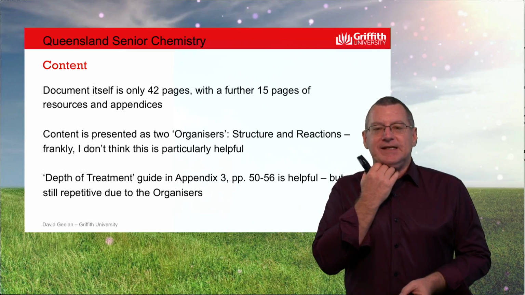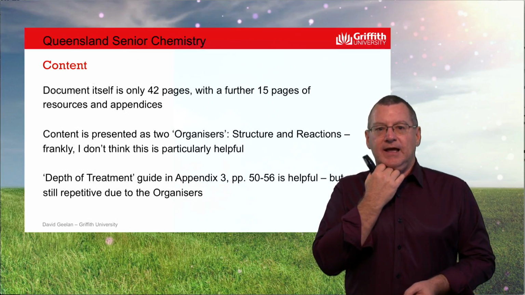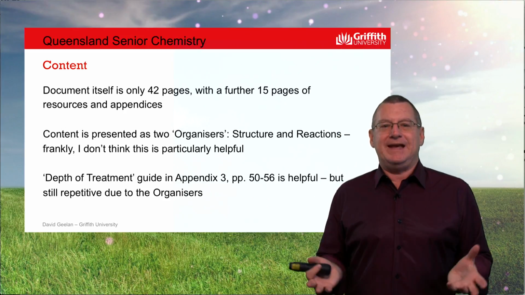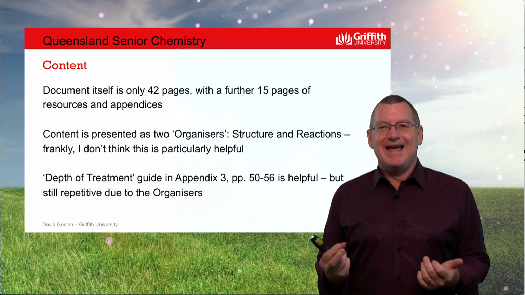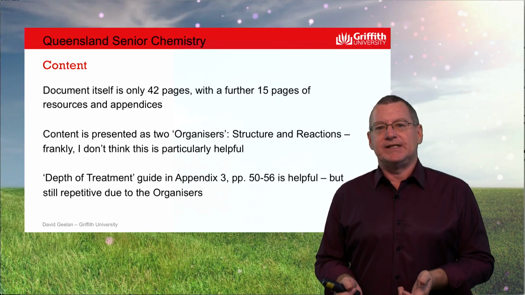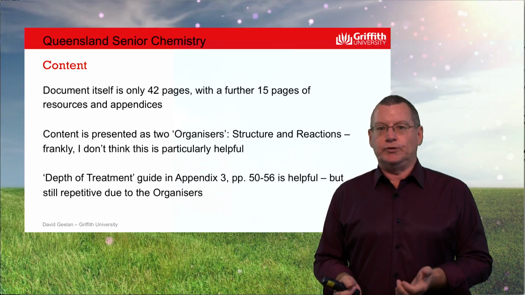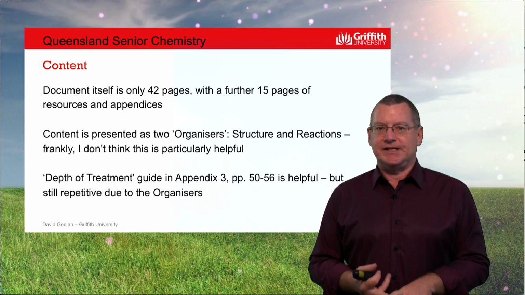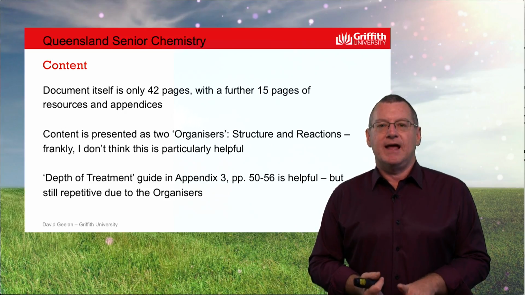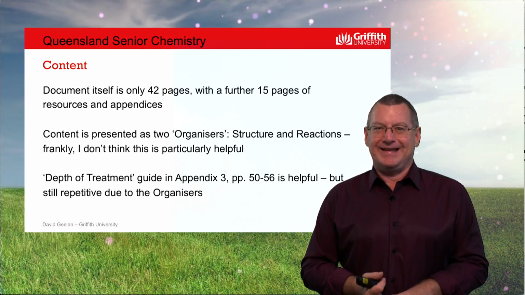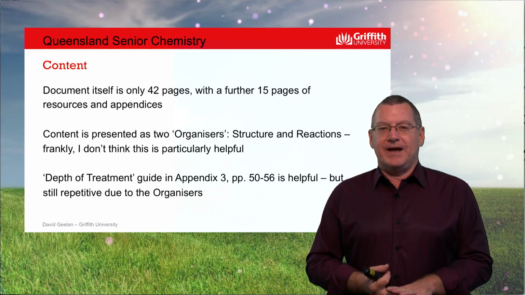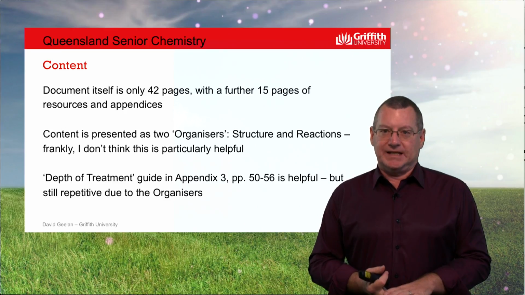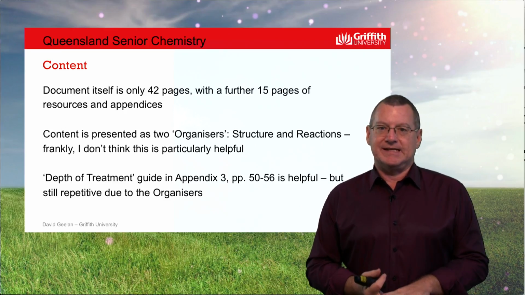So the actual syllabus itself isn't particularly long. The PDF is about 57 pages, if I can do that maths in my head. Just under 60 pages. It's easily available. Just Google Queensland Chemistry Syllabus and it comes up as a PDF in one of the first 2 or 3 results, or you probably already have a copy. About 42 pages of that is the syllabus itself, and then there's some resources and appendices and other bits and pieces.